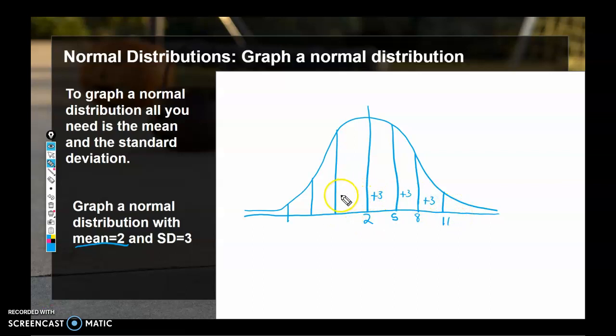Now I'm going left. Subtract 3, negative 1. Subtract 3, negative 4. Subtract 3, negative 7. So here is my normal distribution with mean equal to 2 and standard deviation equal to 3. That is what my normal distribution would look like with these indices down here.